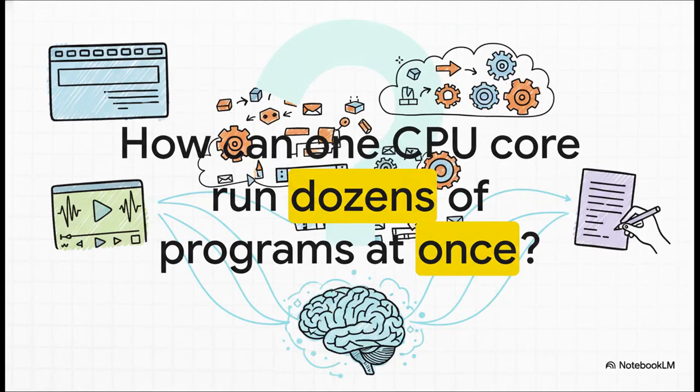Just think about it for a second. You've probably got a web browser open with who knows how many tabs. Maybe some music streaming, a document you're working on, plus all those invisible background processes just humming away. How in the world does a single CPU core handle all that at the same time? It feels like it should be impossible, right? Well, it's not magic. It's just a really, really smart illusion.